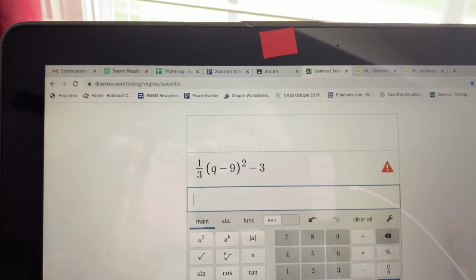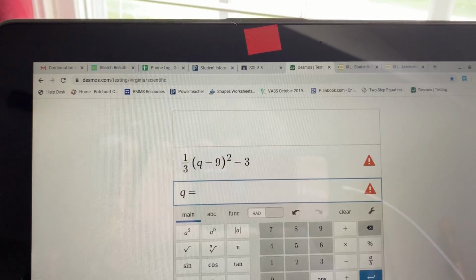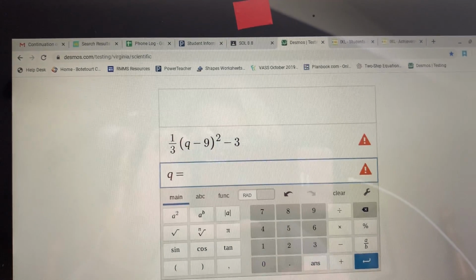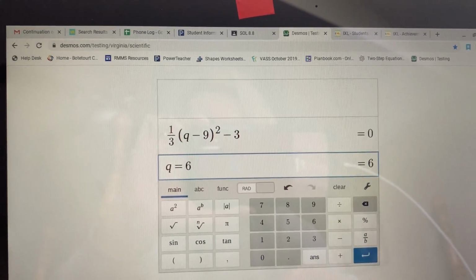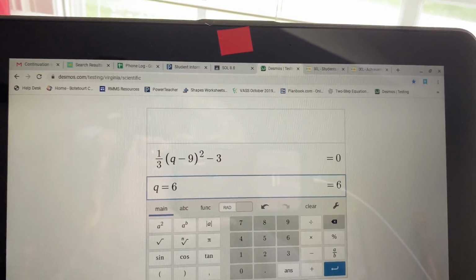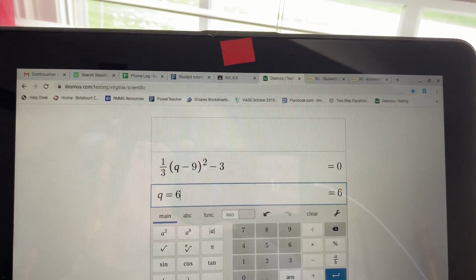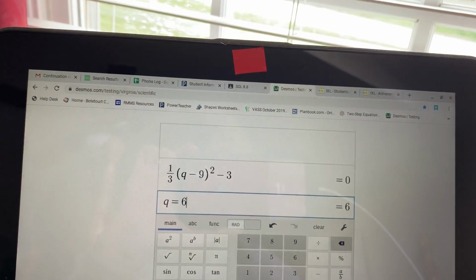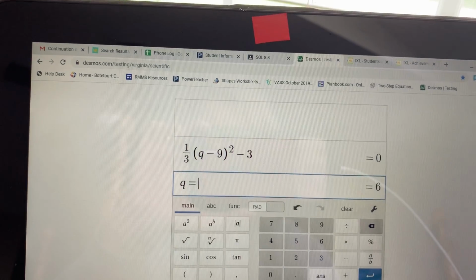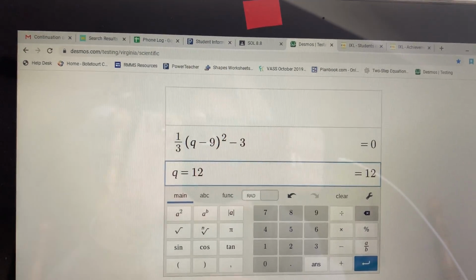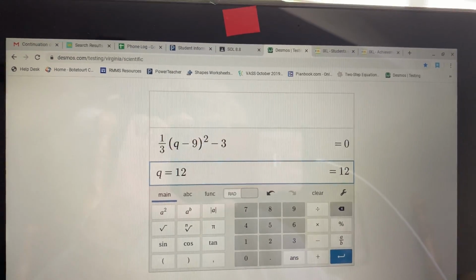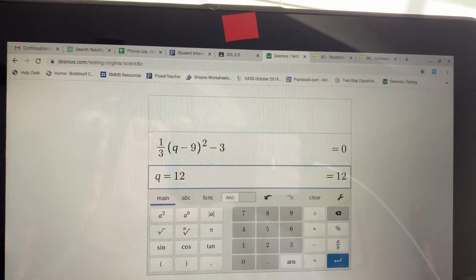And then we're going to type in Q equals, and we want this to equal 0. So A is 6, and that one equals 0. But we got to keep checking because this is in the section that has all the correct answers. So B is 12, and that equals 0. So we want to pick B.